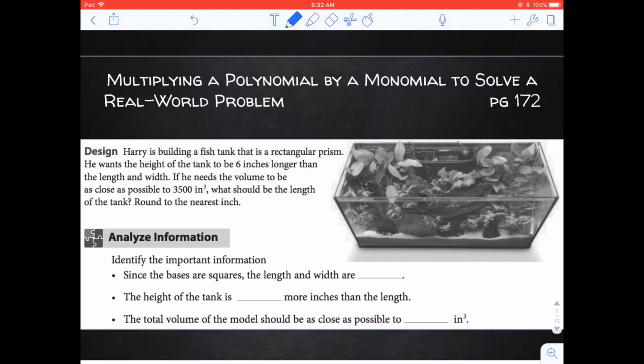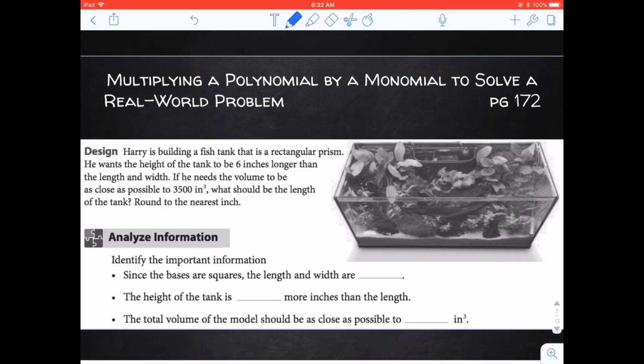And so the problem at hand is Harry's building a fish tank that is a rectangular prism. He wants the height of the tank to be 6 inches longer than the length and width. The volume needs to be as close as possible to 3,500 inches cubed, which should be the length of the tank rounded to the nearest inch.